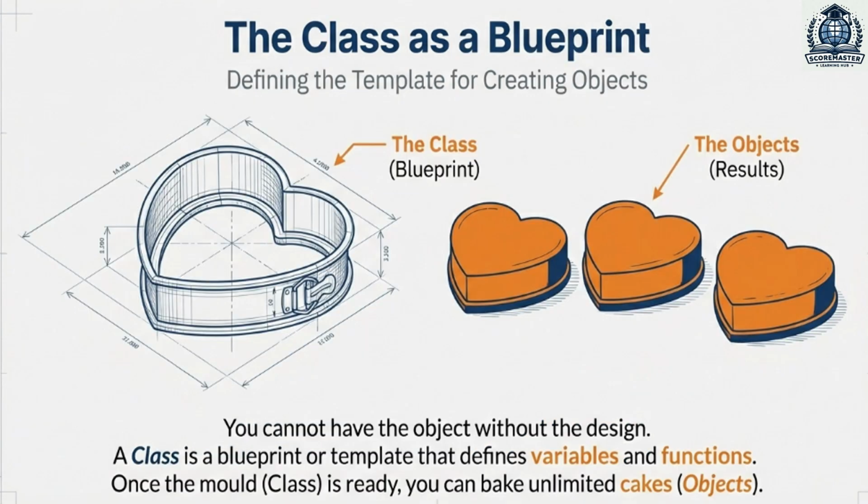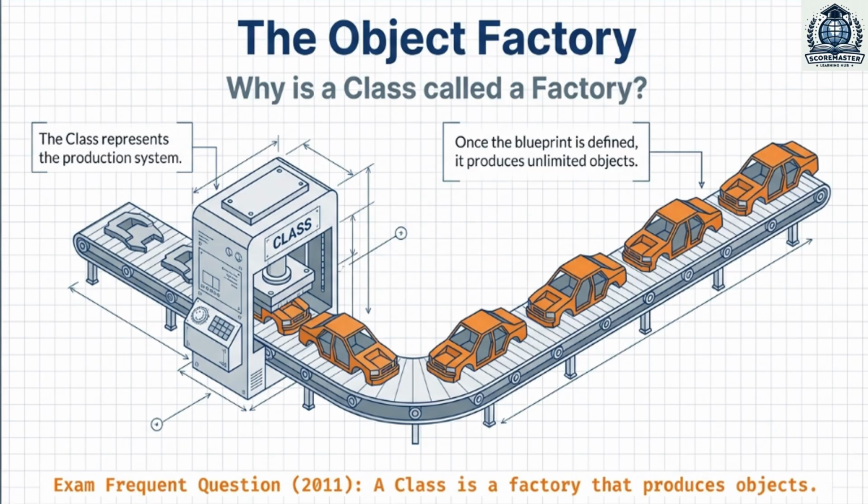The class is a blueprint. A class is a blueprint or template that defines variables and functions. Once the mold, class, is ready, you can bake unlimited cakes, objects. Why is a class called a factory? The class represents the production system. Once the blueprint is defined, it produces unlimited objects.